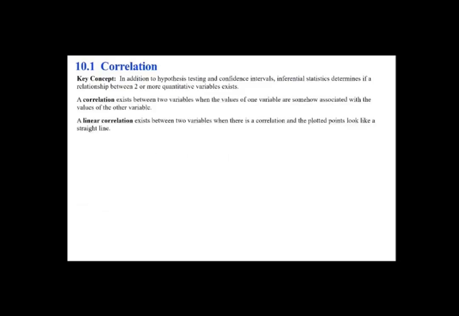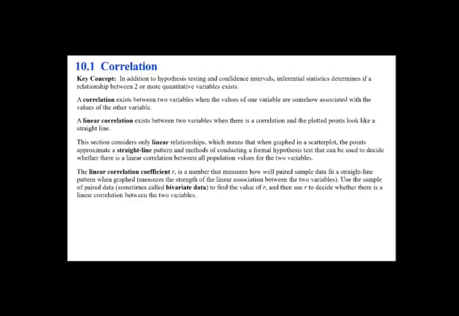A correlation exists between two variables when the values of one variable are somehow associated with the values of the other variable. A linear correlation exists between two variables when there is a correlation and the plotted points look like a straight line. This section considers only linear relationships, which means that when graphed in a scatterplot, the points approximate a straight line pattern, and methods of conducting a formal hypothesis test that can be used to decide whether there is a linear correlation between all population values for the two variables.